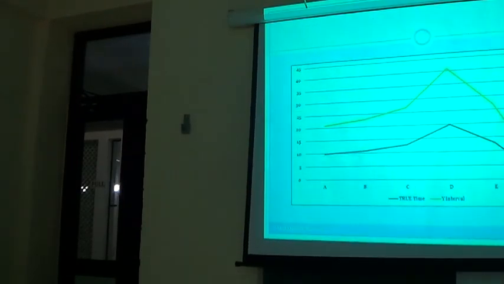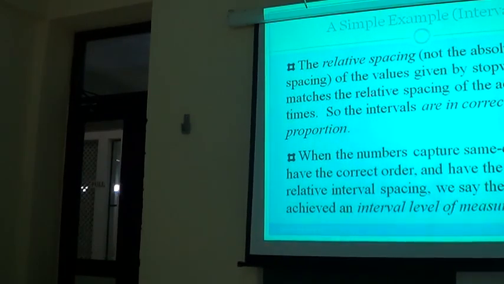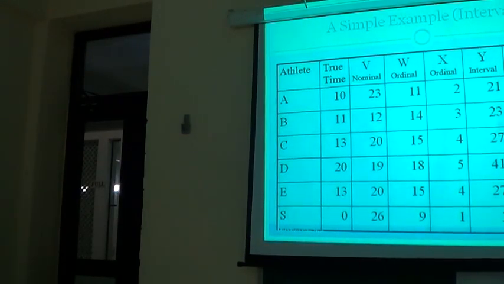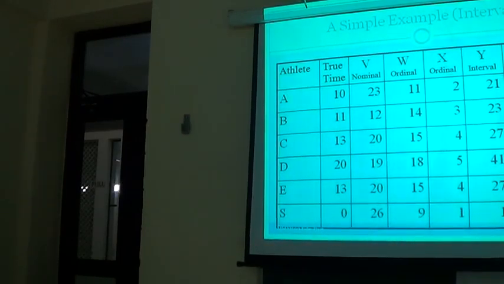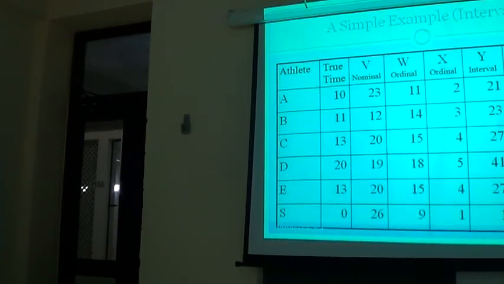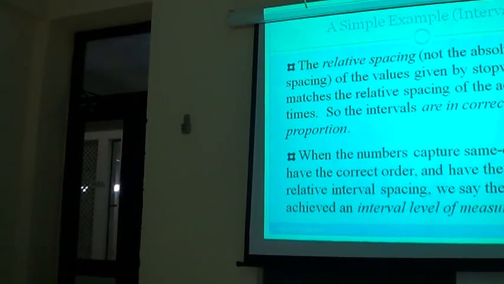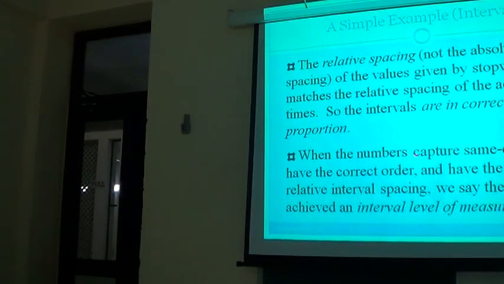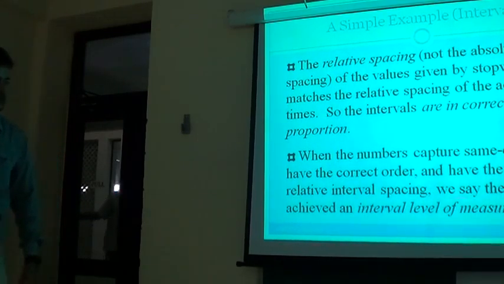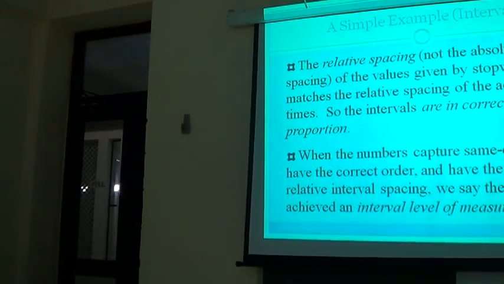0 becomes 0. So the relative spacing, not the absolute spacing, of values given by the stopwatch Y matches the relative spacing of the actual times. For example, 23 minus 21 is 2, but here it is 1. So there is an equation to correct that mistake. The relative spacing is preserved in the case of interval measurement. So the intervals are in correct proportion, that you can see. Order is also correct, and proportion is also the same. When numbers capture the same difference, have the correct order and have the correct relative interval spacing, we say that they have achieved the interval level of measurement. The interval level is also order preserving and also has the correct proportion of the scores.